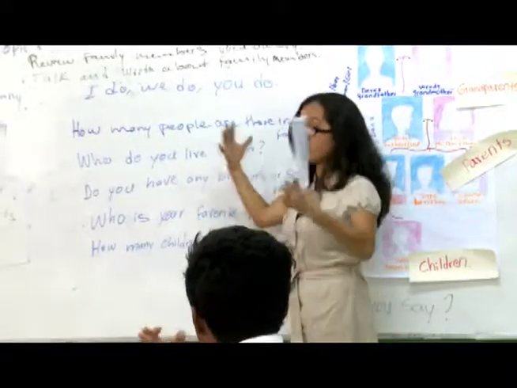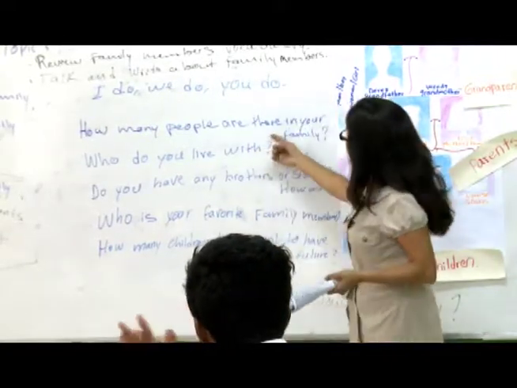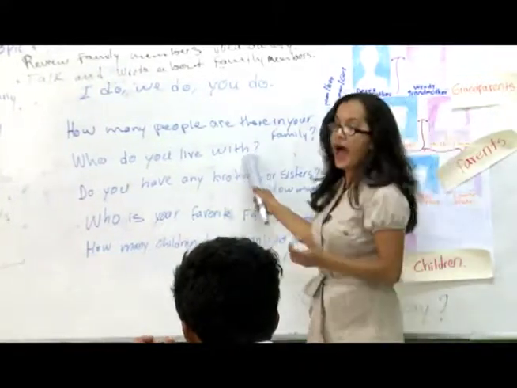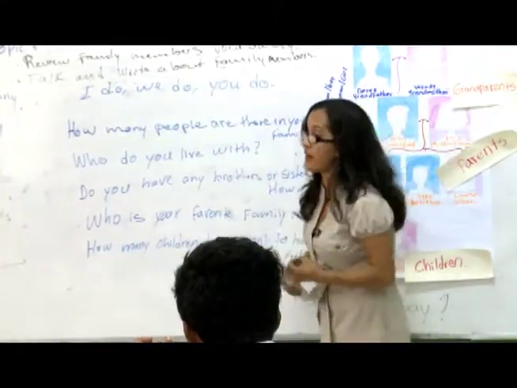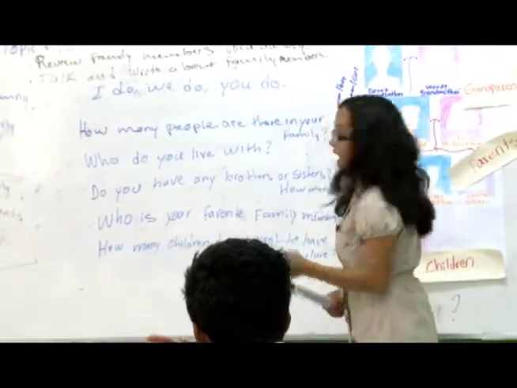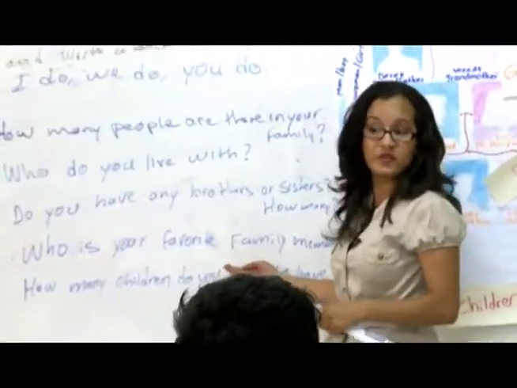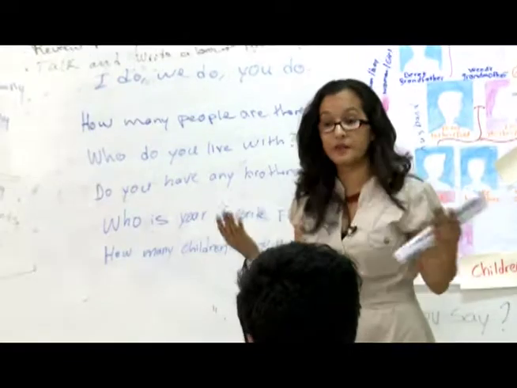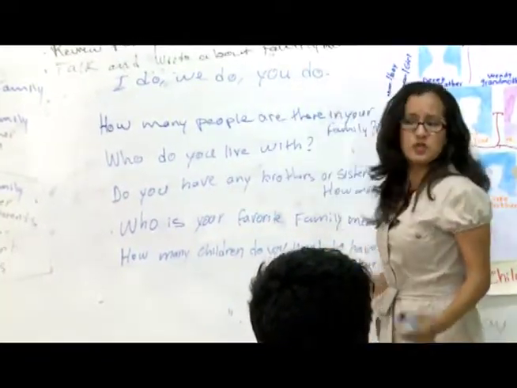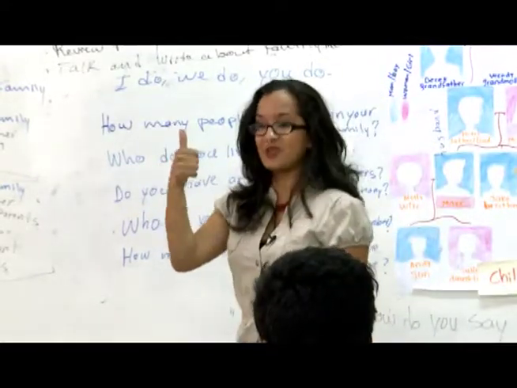Okay, now I'm going to show you the answers. For example, I will give you my example. There are 6 people in my family. I live with my mother, my father, 2 brothers, and 1 sister. I have 2 brothers and 1 sister. So, who is your favorite family member? My favorite family member is my mother. How many children do you want to have in the future? I want to have 3 children, 2 boys and 1 girl.